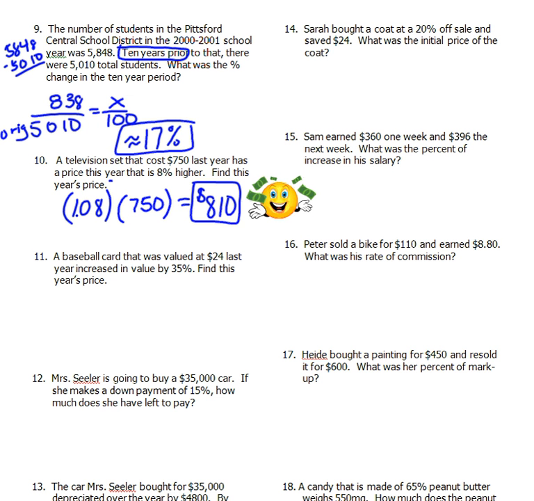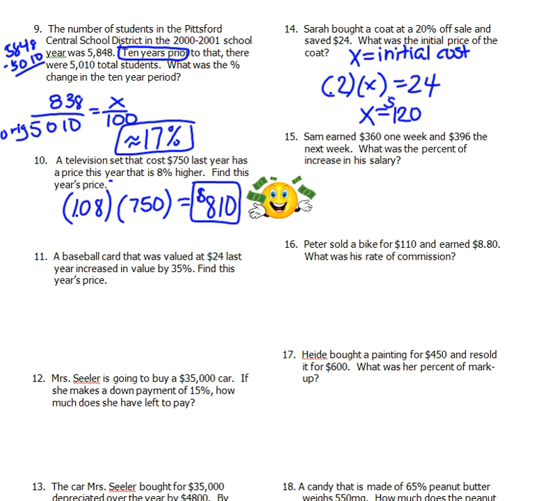Let's see, so let's talk about maybe 14. Sarah bought a coat at 20% off and saved $24. What was the initial price of the coat? So all I know here is the savings, okay? If X is the initial cost of the coat, don't you love let statements? They help us think about it. Then I know that 0.2 times that initial cost was 24. Easy. Easiest thing to solve. So X would be $120.